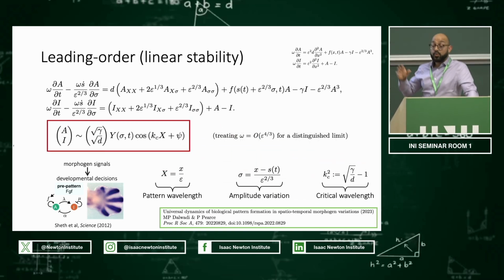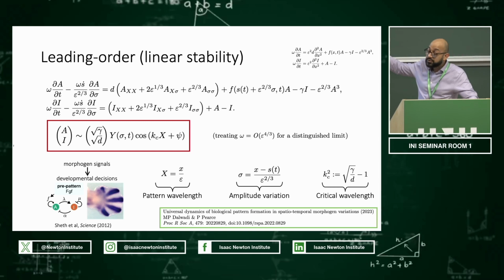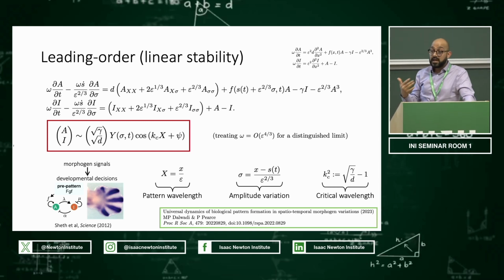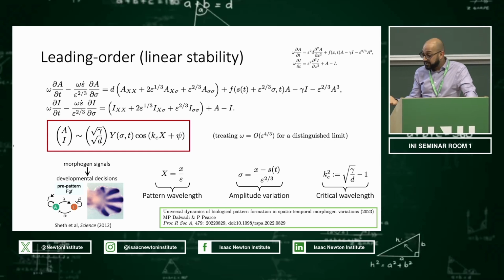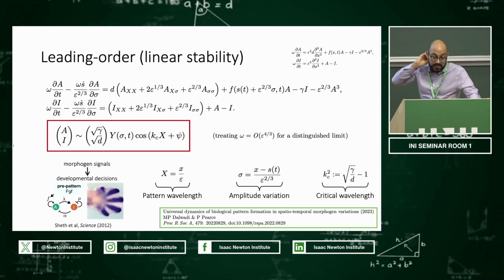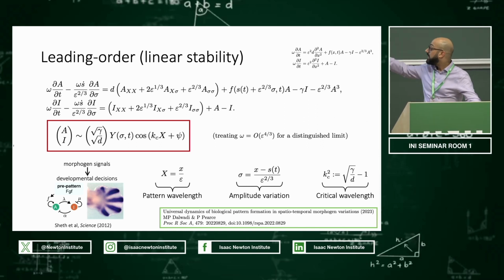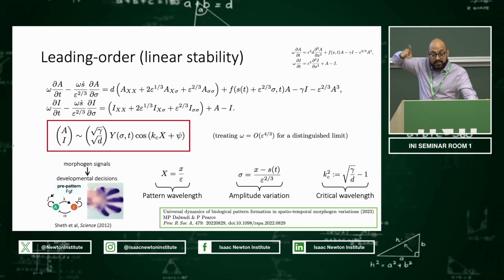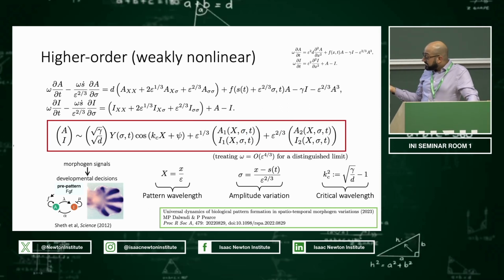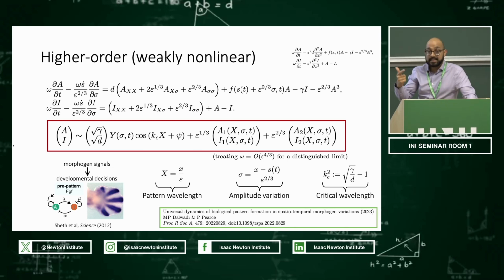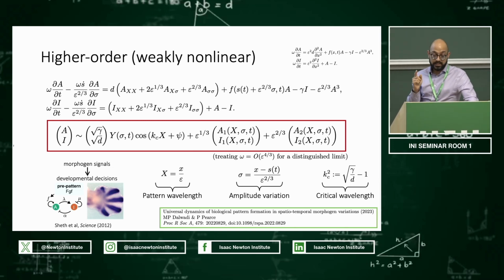Mathematically, what this means is that your leading order solution from the linear stability analysis here in the red box is defined in terms of an as of yet unknown amplitude function, which is y of sigma, t, where sigma is this intermediate amplitude variation length scale, t is time, and the capital X in the cos is your fast pattern length scale. So to understand the emergent robustness, we essentially need to go to higher order terms and explicitly account for the spatio-temporal variation in the system.